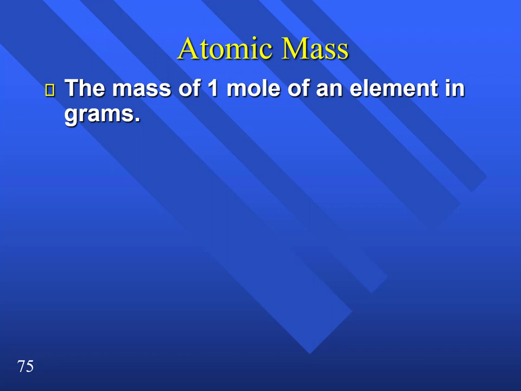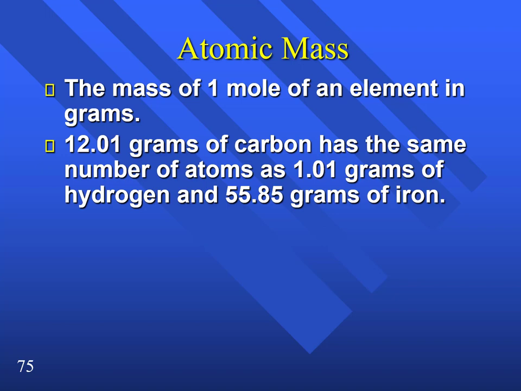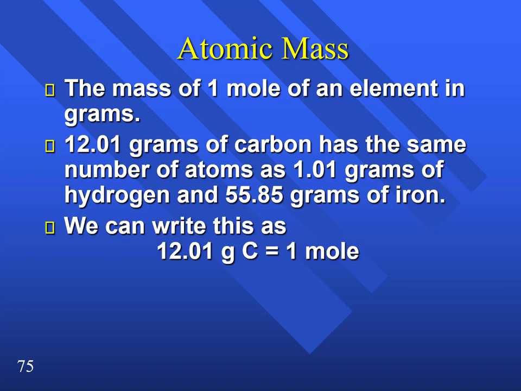I look at the periodic table, look for the decimal number, right? So 12.01 grams of carbon, 1.01 grams of hydrogen, 55.85 grams of iron. Those all have exactly the same number of pieces. That decimal number on the periodic table is how many grams for 1 mole. So that we have something else we can turn moles into.